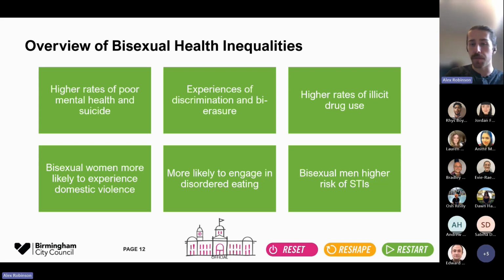In terms of healthy eating and obesity, some data suggests that bisexuals were less likely to be overweight or obese than straight people. However, bisexuals are more likely to engage in disordered eating than straight people.